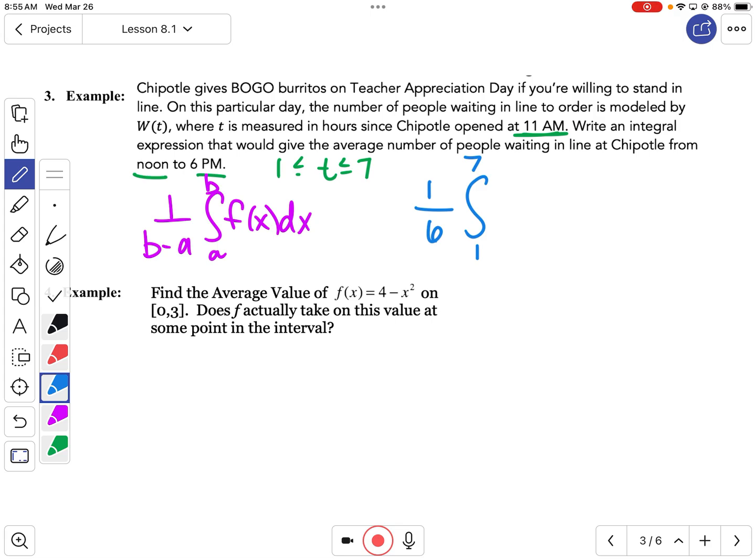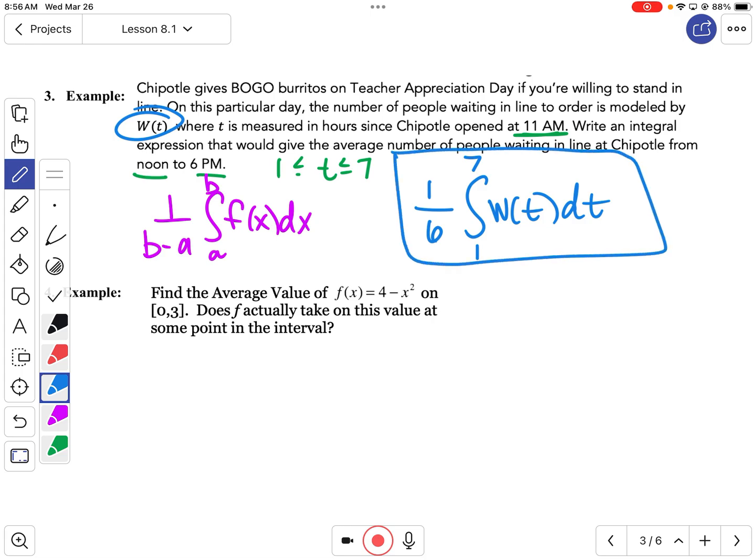Okay, so 1 to 7. Now, what was my function they gave me? W of t. What's going to go after that? dt. This would be one of those questions where if we didn't get the boundaries correct or we didn't get the dt on there, we would probably lose a point. So all this one wanted was for you to write an expression, the average value expression. Question about that one?